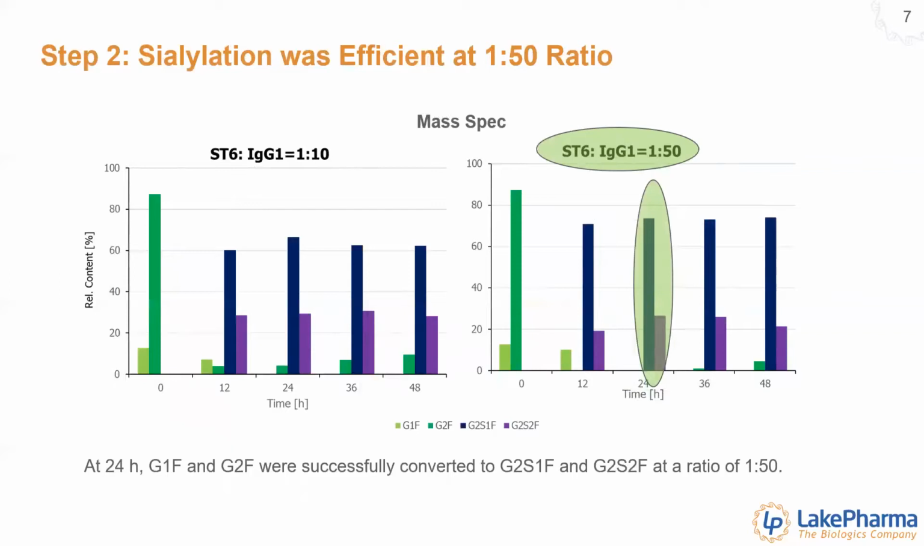The two ratios used, the 1:50, is about as effective as the 1:10 ratio. So we went forward, we selected the 1:50 as the ratio to move forward, and we selected the 24 hours as the reaction time point for future experiments.